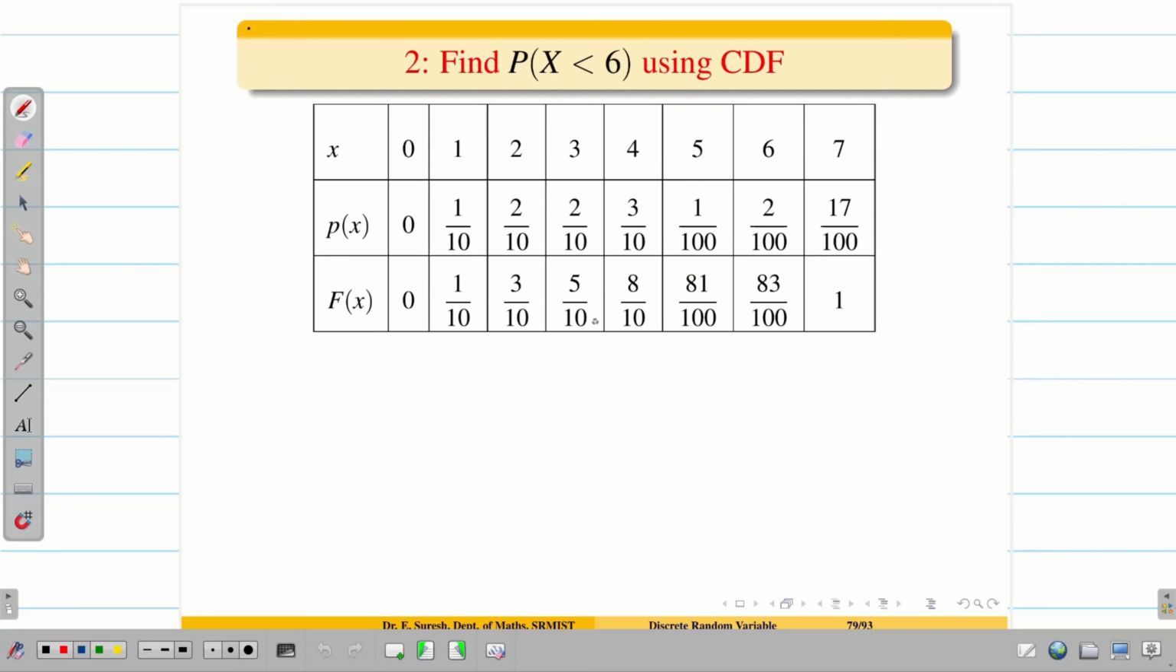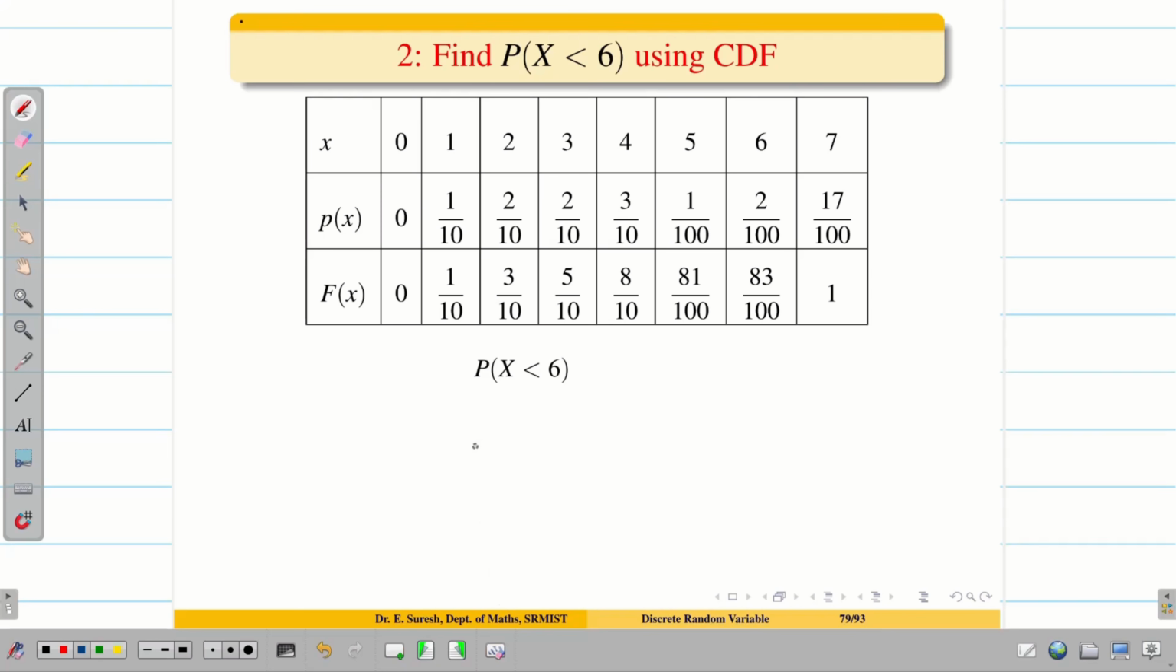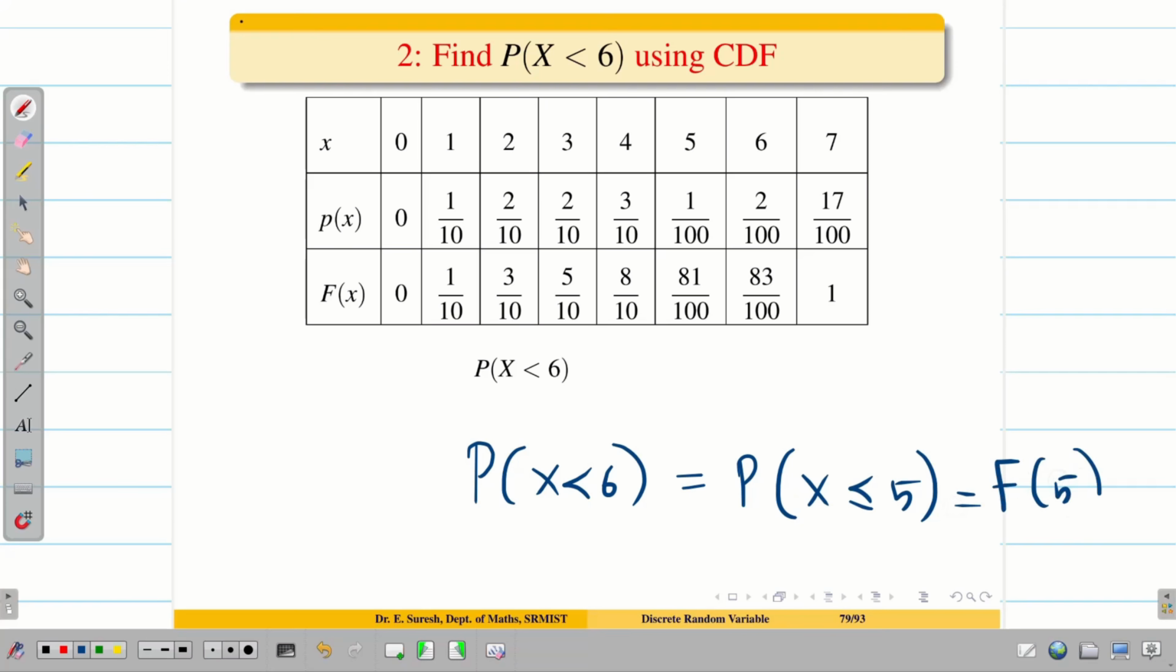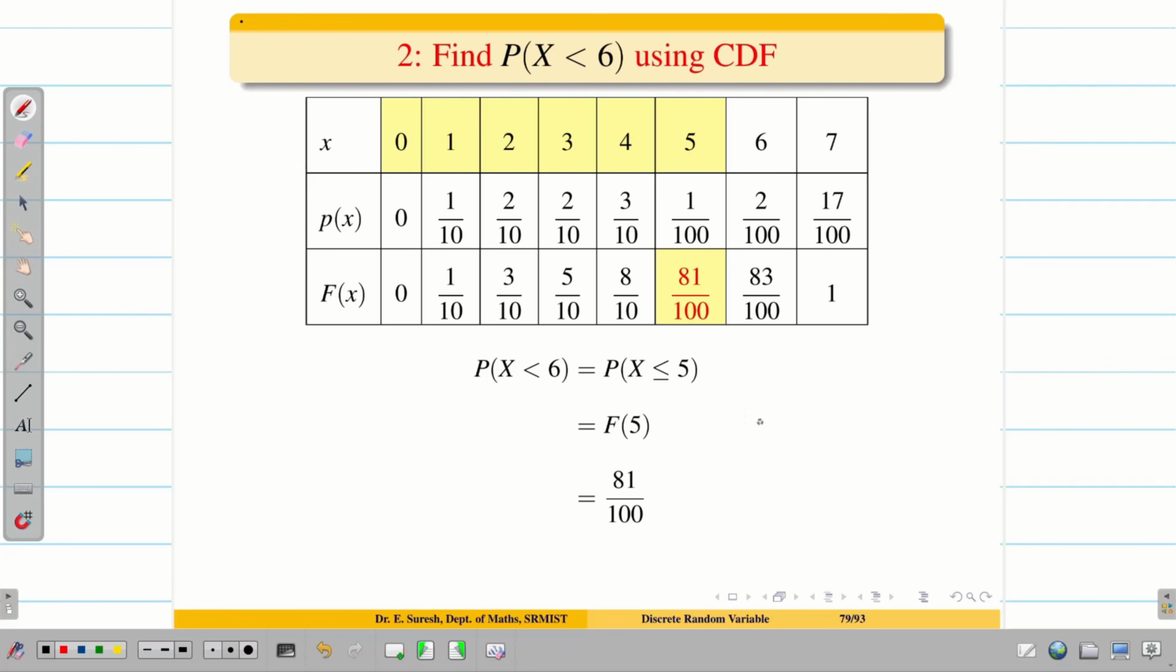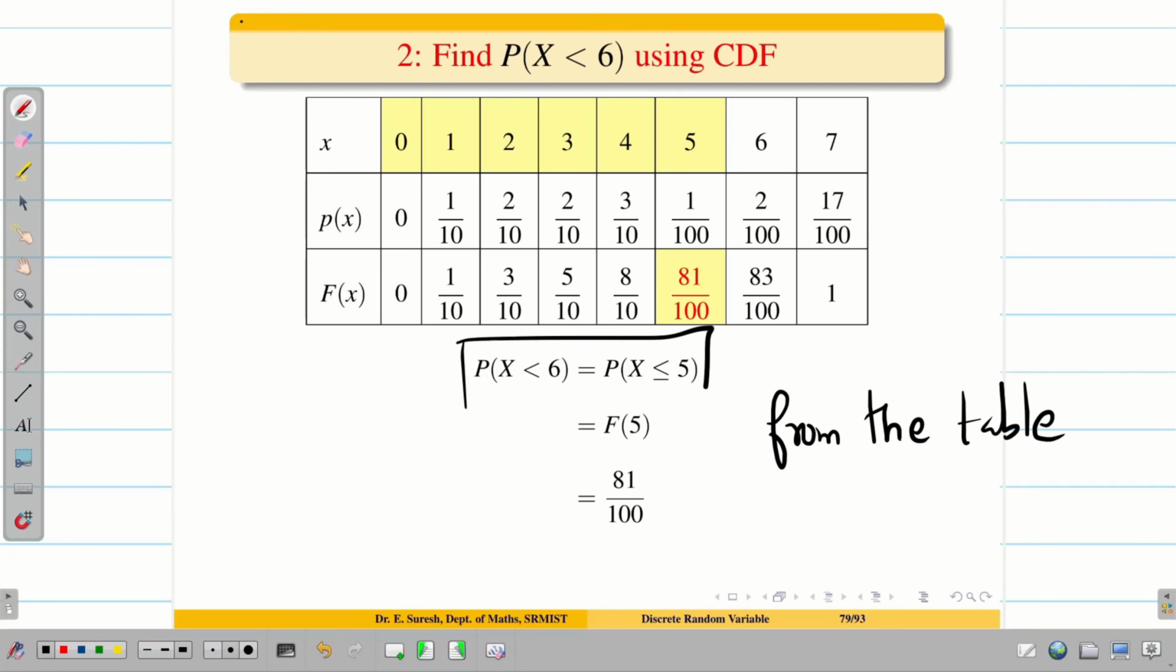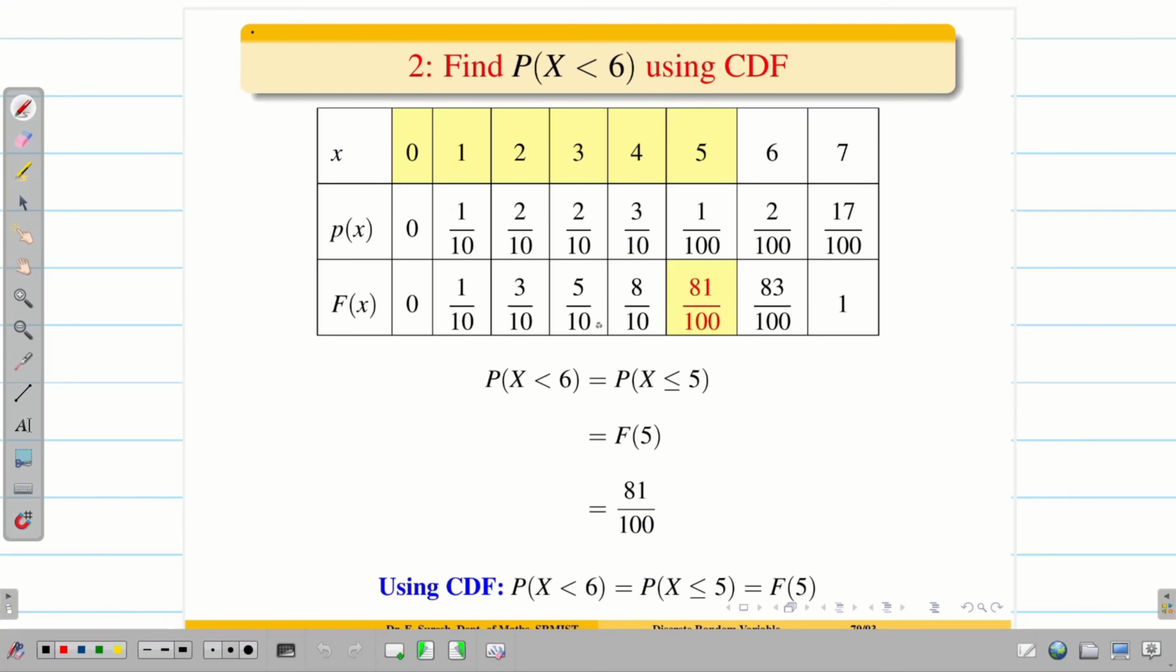Or you can use CDF. You take the CDF table. Now it is easy to see P of X less than 6 is equal to P of X less than or equal to 5. What is P of X less than or equal to 5? It is F of 5, because we know the CDF formula: F of x is equal to probability of X less than or equal to x. Therefore, my F of 5 is 81 by 100. From the exam point of view, we have to mention that from the table we get P of X less than 6 is equal to 81 by 100. So whichever method is suitable to you, you can choose.